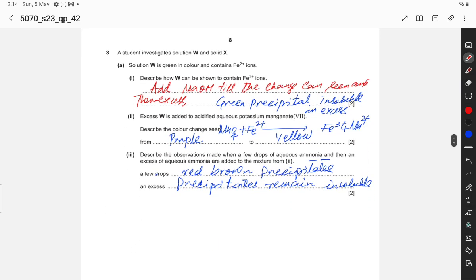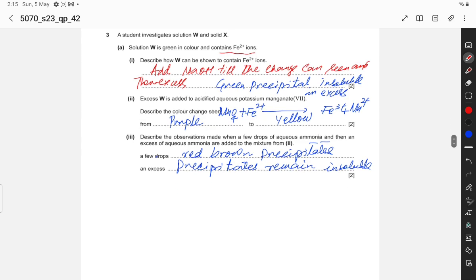Question number 3. A student investigates solution W and solid X. W is green in color and contains iron 2 ions. Describe how W can be shown to contain iron 2 plus ions. We can check by using aqueous sodium hydroxide or ammonia solution. Add sodium hydroxide until the change can be seen, and then excess: a green precipitate forms which is insoluble in excess.